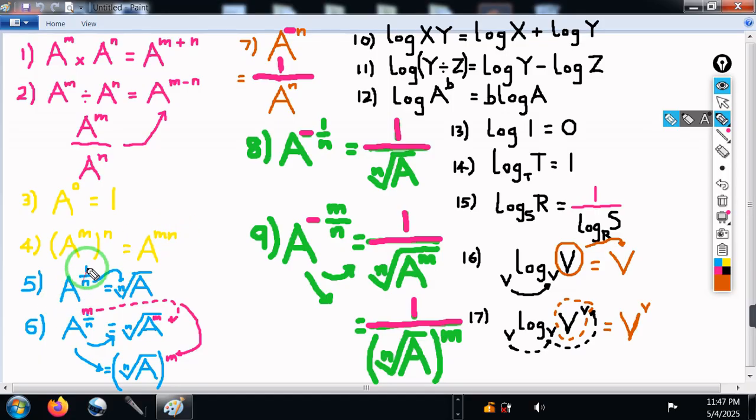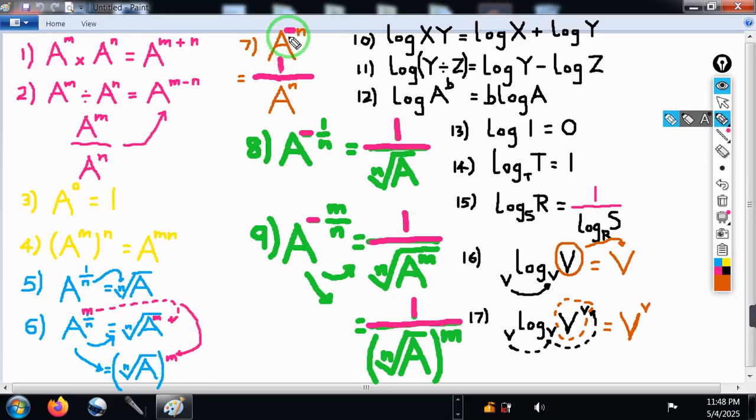A to the power of 1 over n is equal to the nth root of a. A to the power of m over n is equal to the nth root of a to the power of m. A second variation is a to the power of m over n is equal to open bracket nth root of a close bracket to the power of m.